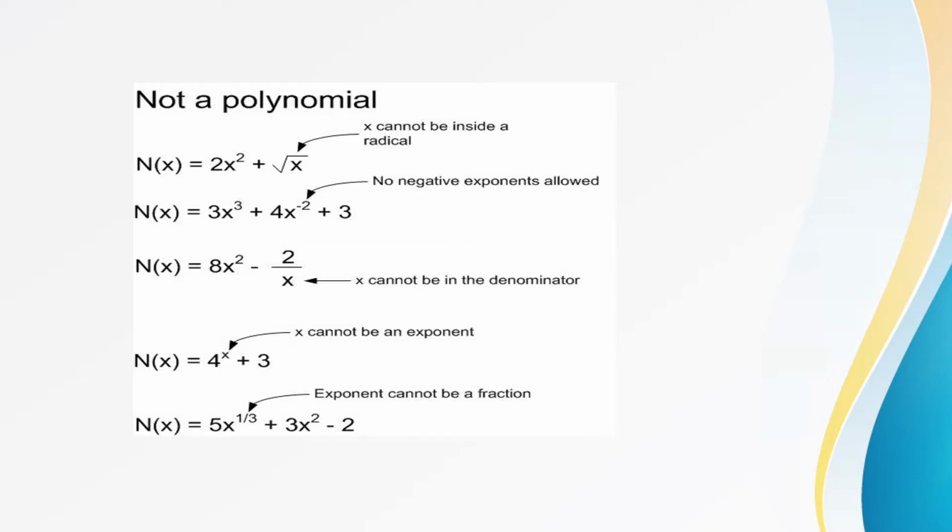N of x is equal to 4^x plus 3. X cannot be an exponent, so it's not a polynomial. N of x is equal to 5x^(1/3) plus 3x^2 minus 2. An exponent cannot be a fraction, so it's not a polynomial.